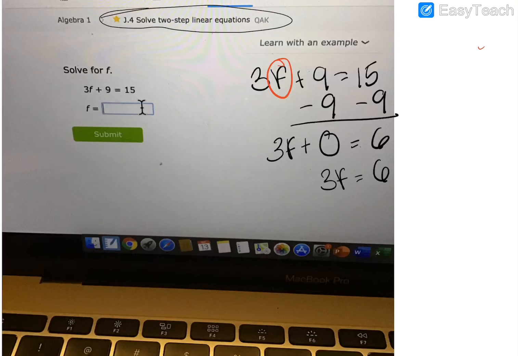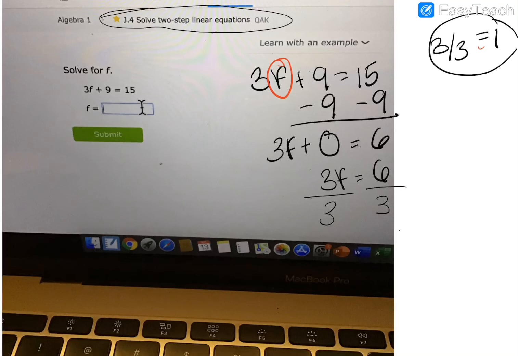Now have that thought in your head. 3 times something equals 6. Now since 3 times f, we want to divide both sides by 3 because 3 is getting multiplied by f. Now 3 divided by 3 is 1 because 3 only goes into 3 one time. So they cancel because we don't write the 1 next to a variable. So it's f equals 6 divided by 3 is 2. So when you were thinking 3 times something equals 6, you should have been thinking 2.